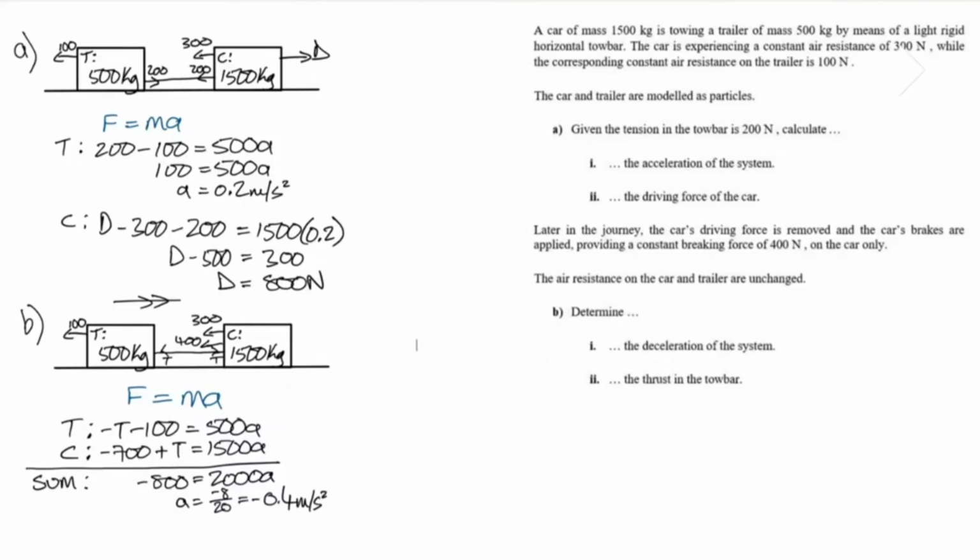The last part asks us to find the thrust. Now, if you use this technique the way I've always asked you to, we are also going to solve for T, just by substituting our value for A. Let's substitute into the first equation. Negative T minus 100 equals 500 multiplied by negative 0.4. Expanding, simplifying, rearranging leads us to T equals 100. The thrust is 100 newtons.